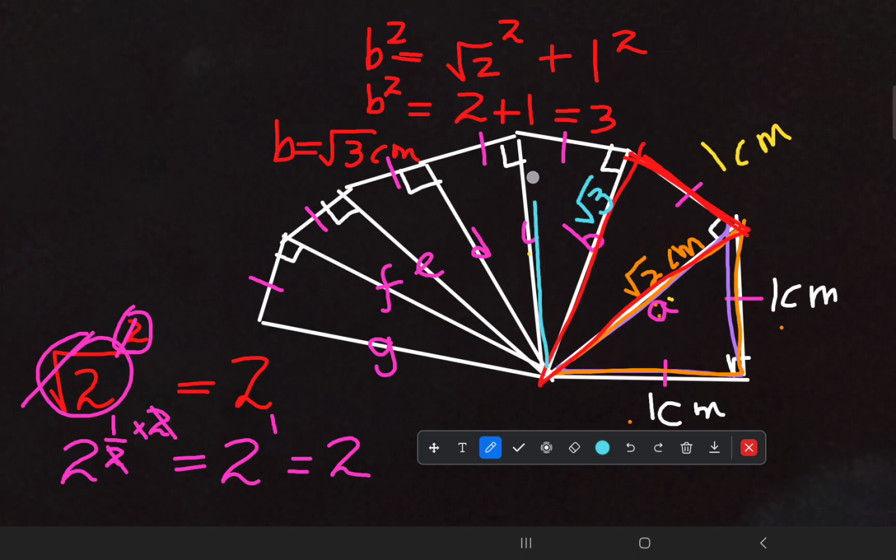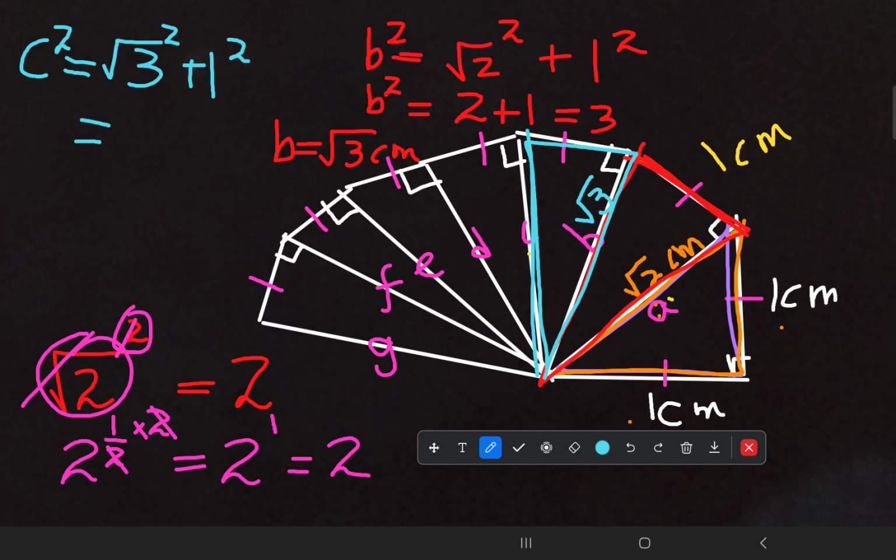In this blue color triangle, let's use our Pythagoras theorem. Here our hypotenuse is C. So, C square equals square root of 3 squared plus 1 squared. Square root of 3 squared means the square root and square can be cancelled. So, 3 plus 1 squared is 1. C square equals 4. So our C should be square root of 4 centimeters.